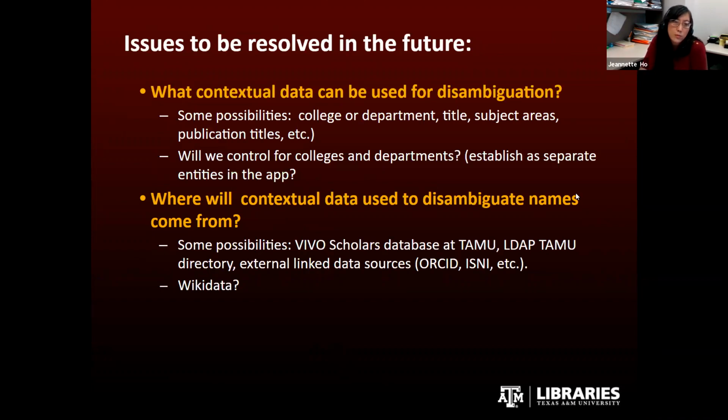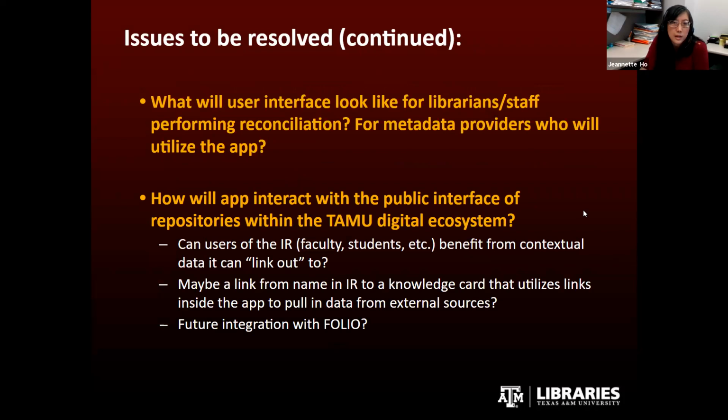So next slide. So in the future, we anticipate having to resolve how much data is needed for disambiguation. So I mentioned some possibilities on the slide, and the other issue is where will we get it from? So James mentioned various sources that we might link out to, like ORCID, ISNI, Wikidata, but we're at the beginning of the test, we're going to start with our Vivo instance as well as our local directory. Next slide. And also, there's going to have to be a user interface that will be built that will be friendly enough for librarians and staff to use when they perform this reconciliation, as well as for metadata providers.